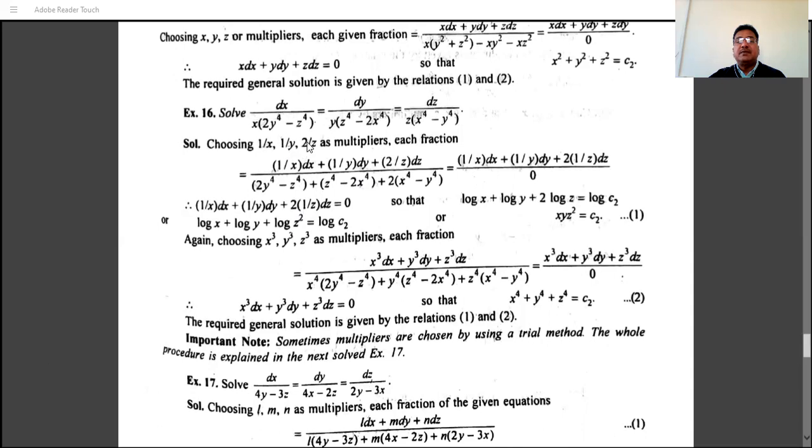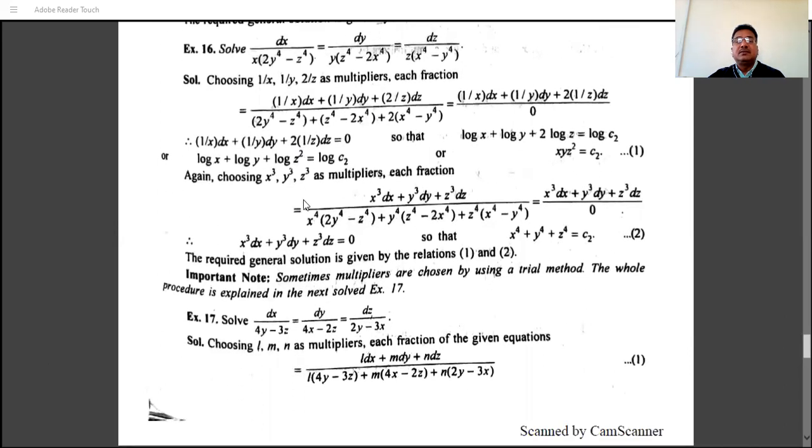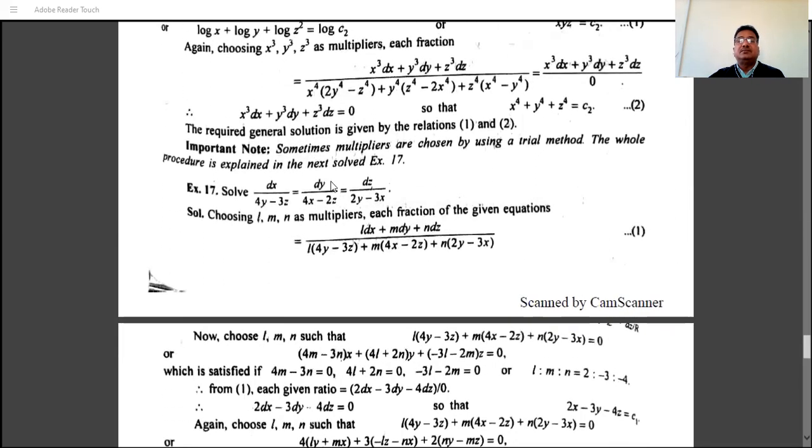the multipliers are 1 by x, 1 by y, 2 by z. So there is a change: in the place of 1 by z, it is 2 by z. And then the multipliers are x cube, y cube, z cube. This is the other set of multipliers. So we have this solution: x raised to 4 plus y raised to 4 plus z raised to 4 is equal to c2.